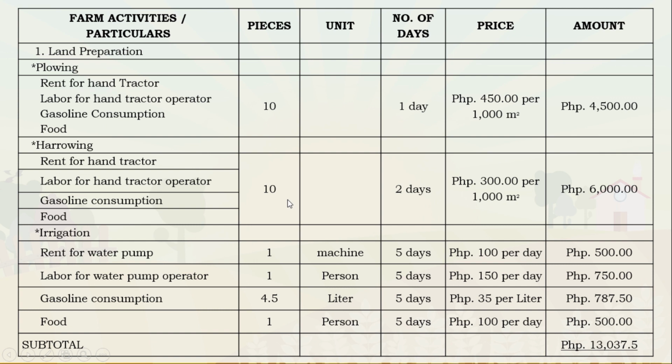While sa harrowing, kailangan natin siya tapusin in 2 days at 10 tao rin ang kailangan nating alkilahin. Nagkakahalaga sila ng 300 pesos times 10, that's 3,000. So that is for 2 days, so multiply by 2. So meron tayong gastos ng 6,000 pesos.